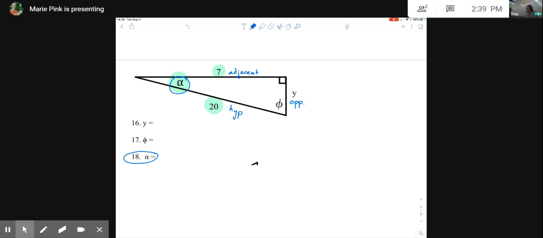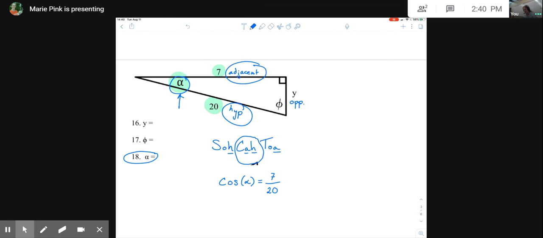And so now I need to figure out which trig function I need to use. So I'm going to write out SOHCAHTOA, and I'm going to look at what I have. So 7 is my adjacent side, so I'm going to underline adjacent. 20 is my hypotenuse, so I'm going to underline the hypotenuse. And then I'm going to pick the one that I have both numbers. So cosine, I have both adjacent and hypotenuse. So that's the one I'm going to need to use. So I'm going to write cosine of my angle, which in this case is alpha, is equal to adjacent over hypotenuse. Well, adjacent is 7, and our hypotenuse is 20. And that's it. Well, almost.